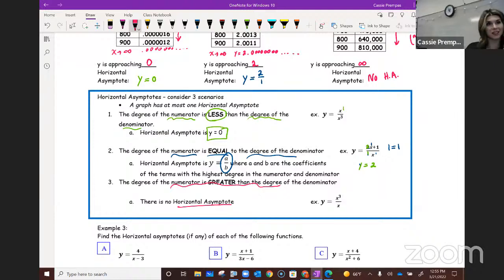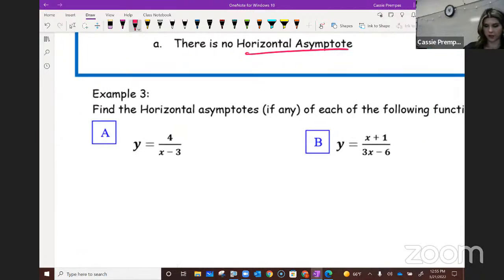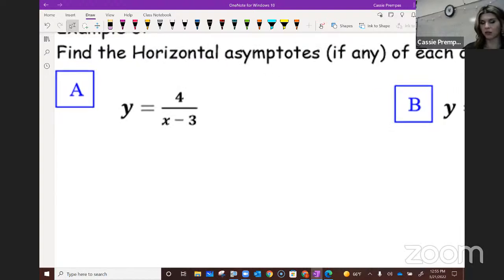Okay, let's practice this with 6 examples, and then we're going to put it all together and see how you graph a rational function by hand. So example 3, find the horizontal asymptote, if any, for each of the following. Letter A, what would be the degree of the numerator? 1. So this you want to be careful with. If it's 1, then you'd have an x to the first. So what could we say if we don't have an x there?